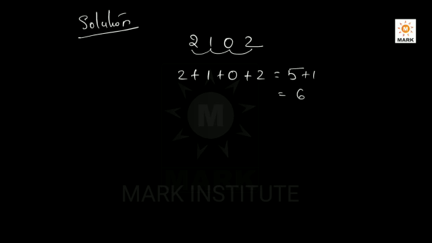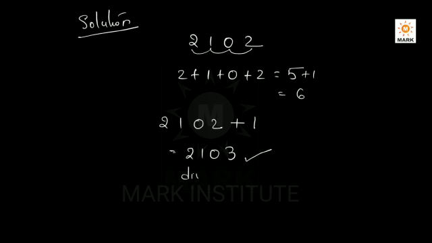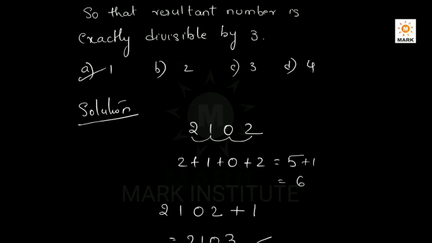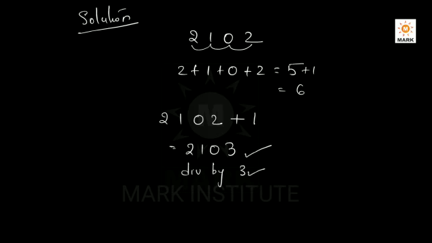That means if I add 1 to 2102, the resultant number will become 2103, and this number is exactly divisible by 3. So the option will be 1 should be added, so that the digital sum will be 6 and then the resultant number 2103 will be divisible by 3.